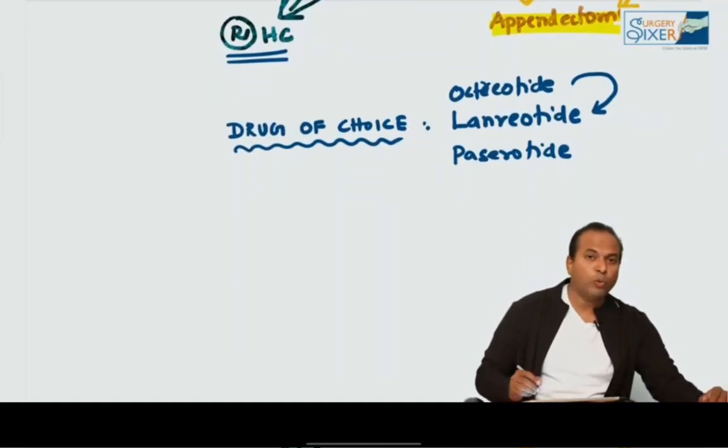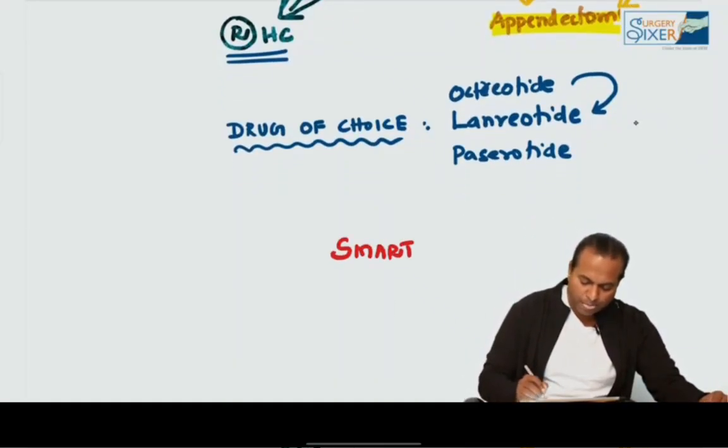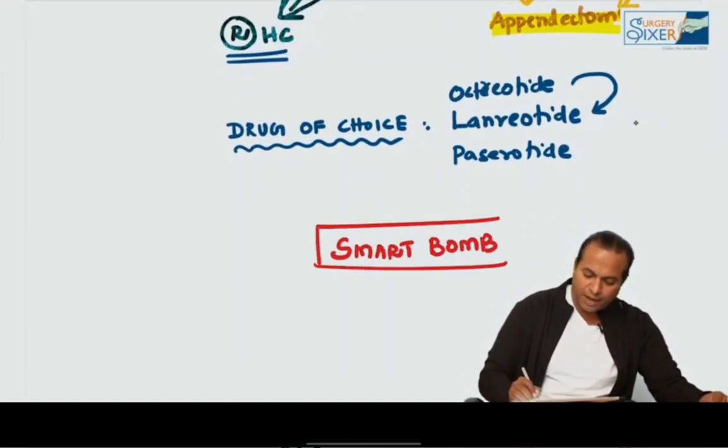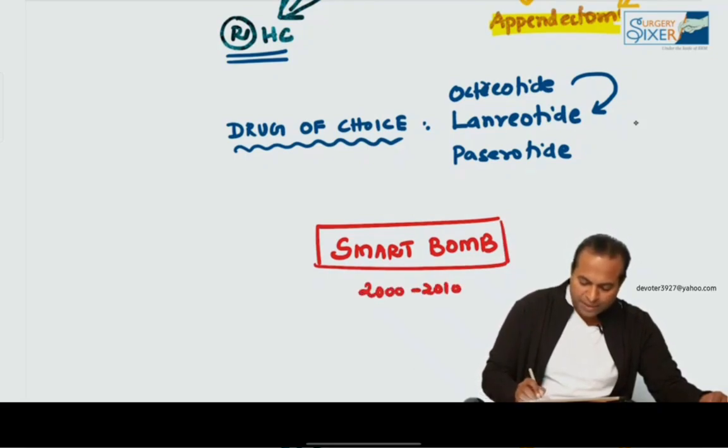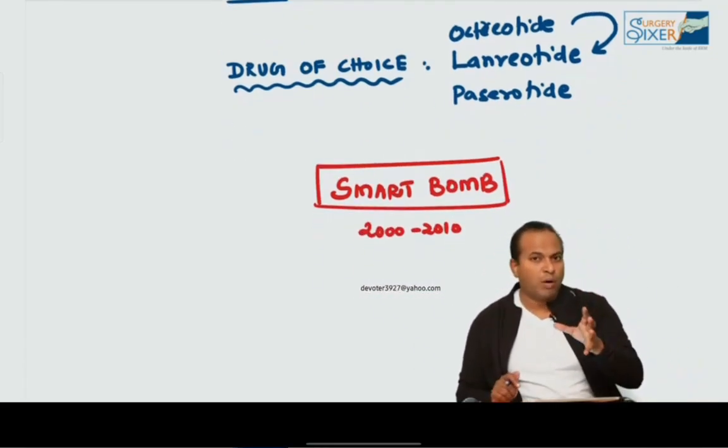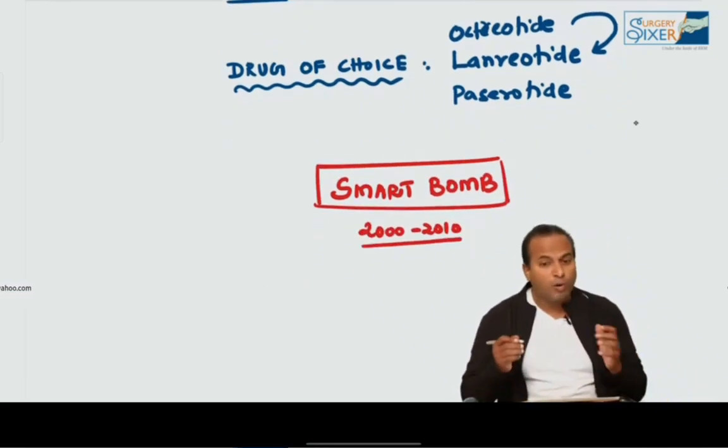And Sabiston gives one new treatment for carcinoid tumor known as smart bomb. Smart bomb is a new type of treatment for carcinoid tumor, and there is a pilot study going on from 2000 to 2010. The study has been completed, and they have confirmed this smart bomb is excellent for carcinoid tumor, and those patients are on follow-up now. Soon they will be announcing the results.